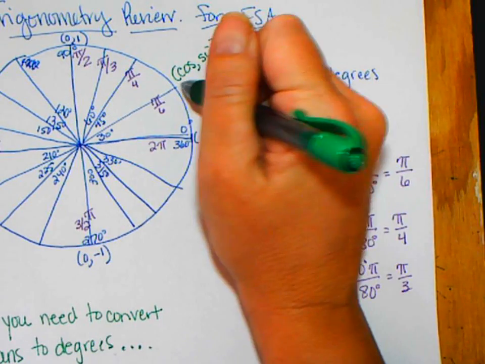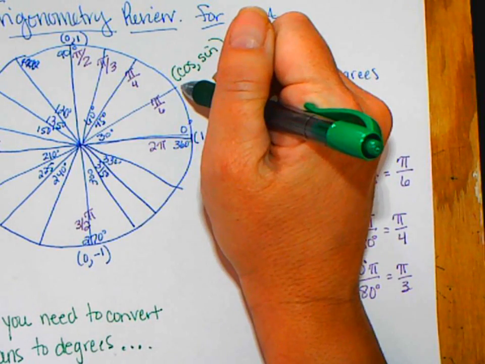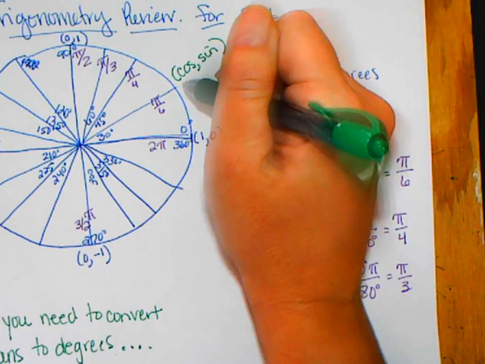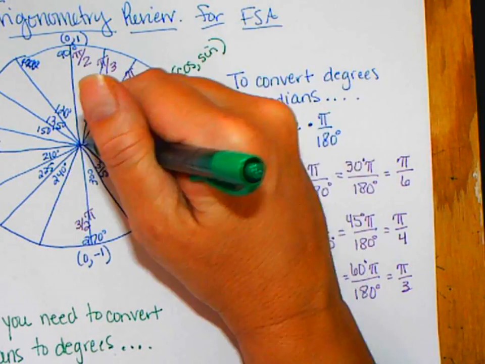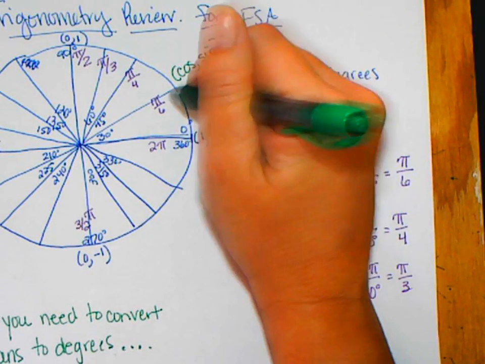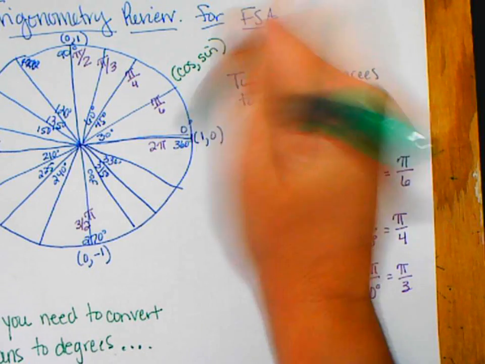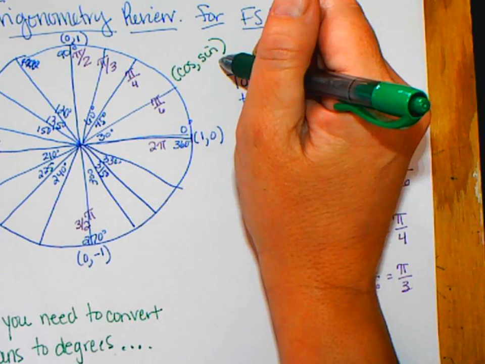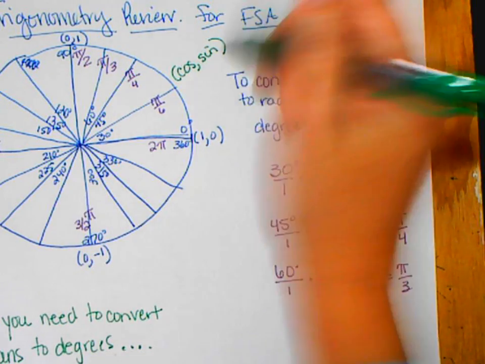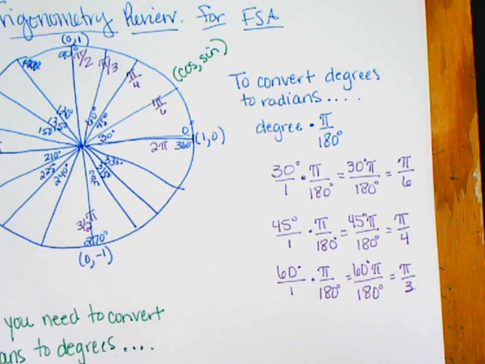So to find the ordered pair of 30 degrees, and I'll do this on the next page, I'll draw a new circle. But I need to find the cosine of this 30-degree angle, and I need to find the sine of the 30-degree angle. Cosine is like your x, sine is like your y, right? Okay, let me do that on the next page.